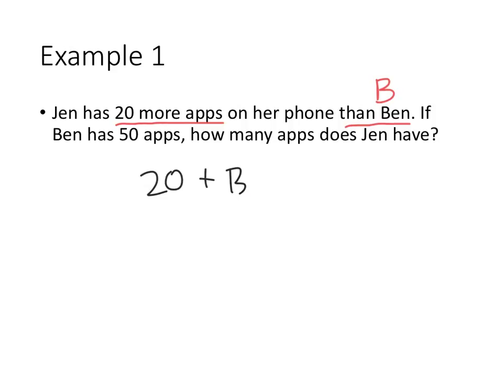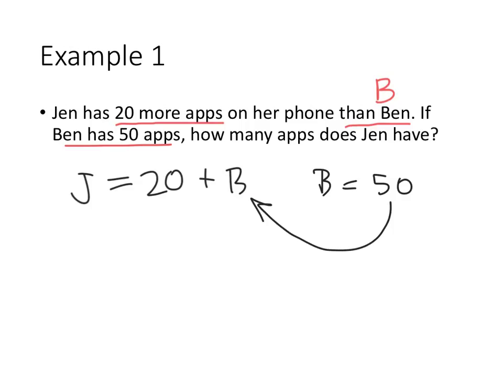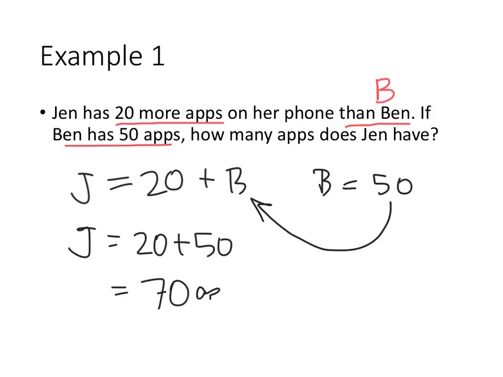Now the problem tells us that that's how many apps that Jen has. So if we call capital J the number of apps that Jen has, then we see that J equals 20 plus B. All right, now when we read the second sentence, we see that Ben has 50 apps. So that tells us that B is 50. So we can take that value for B and substitute it into our equation. We get that J equals 20 plus 50, or in other words, 70 apps.